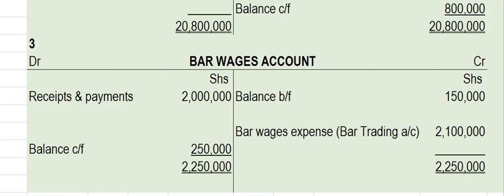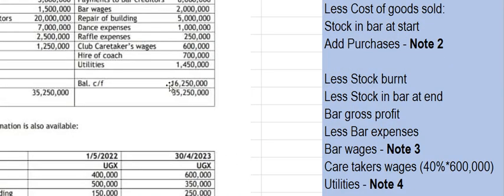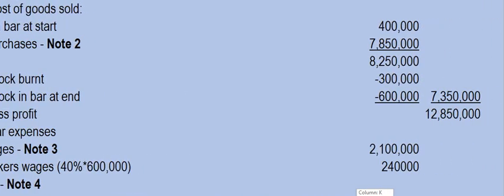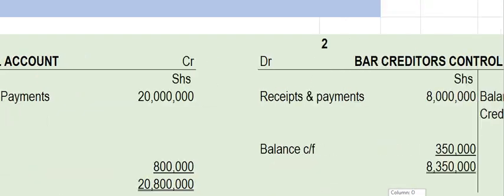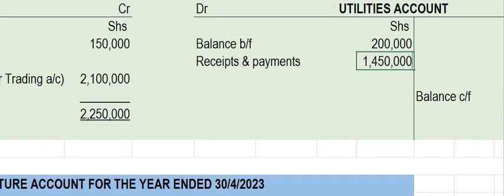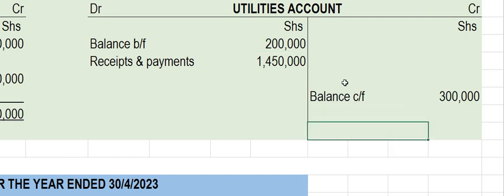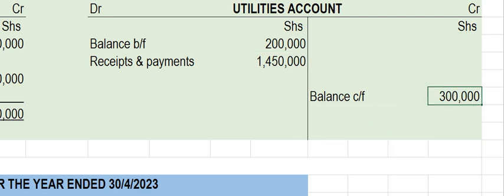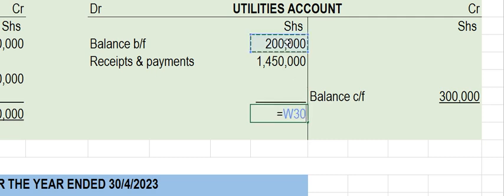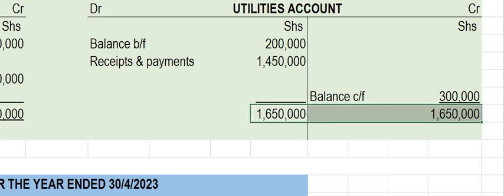Let's confirm. Utilities, they paid 1,450,000. So you have to debit that in the utilities account. Then you balance up the account. Let's balance it up to see the balancing figure. So the totals are 1,650,000.